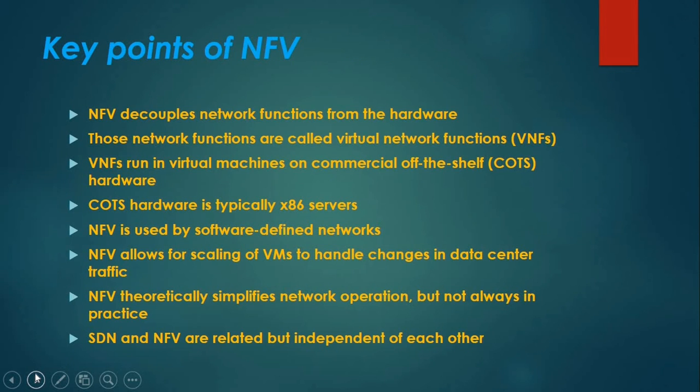You can see this. So the key points of NFV are: NFV decouples network functions from the hardware. It is the summary. Those network functions are called virtual network functions. VNFs run in virtual machines on commercial off-the-shelf, that is COTS, hardware. COTS hardware is typically a multiple of x86 servers. NFV is used by software-defined networks. NFV allows for scaling of VMs, that is virtual machines, to handle changes in data center traffic. NFV theoretically simplifies network operation, but not always in practice. Remember this: SDN and NFV are related but independent of each other. I have already stated this before.